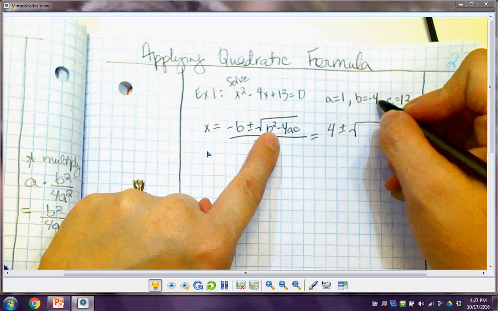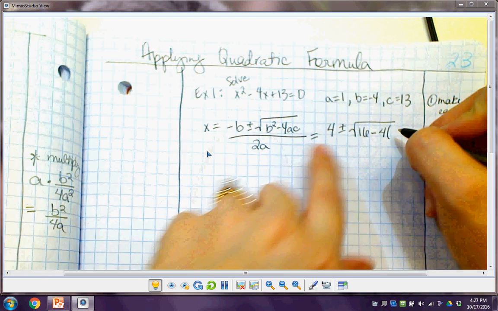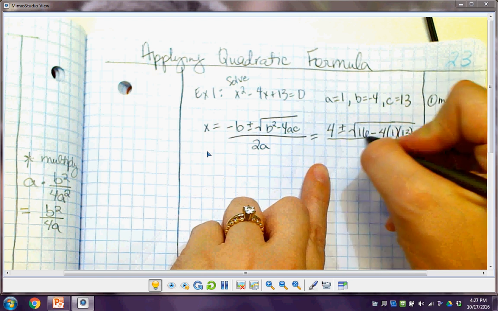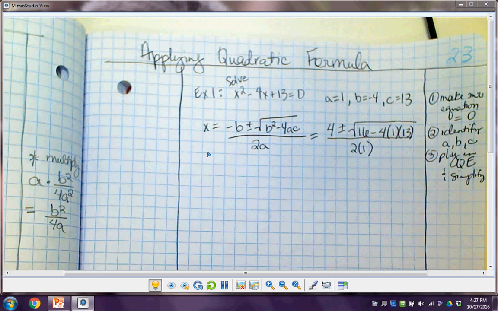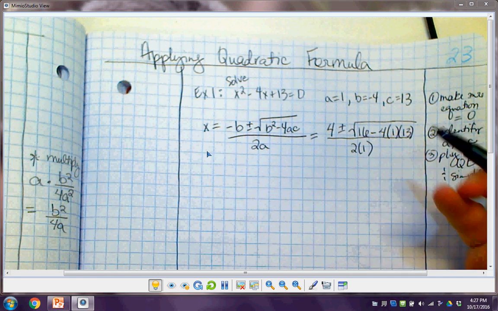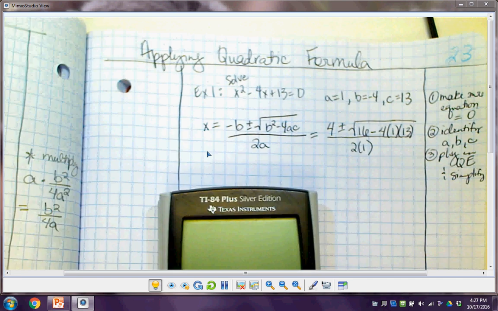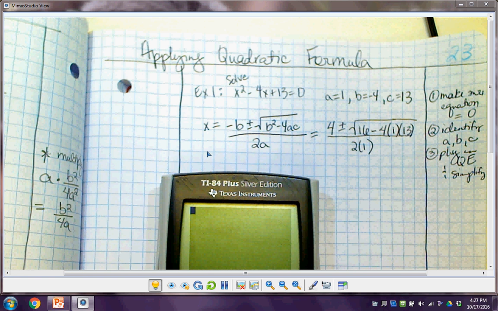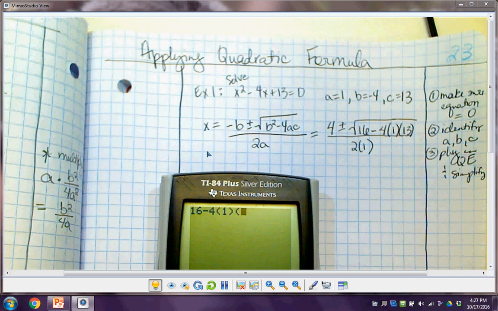B squared, negative 4 squared is 16, minus 4 times A times C, all divided by 2 times A. So I've plugged in, and now I need to simplify. I can simply plug this into the calculator. So 16 minus 4 times 1 times 13, negative 36.